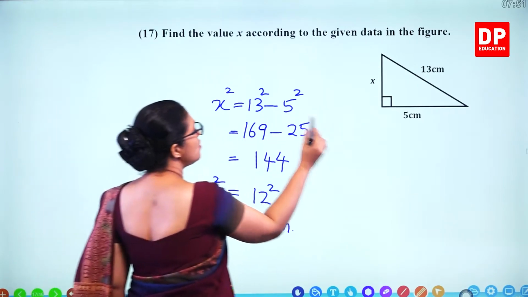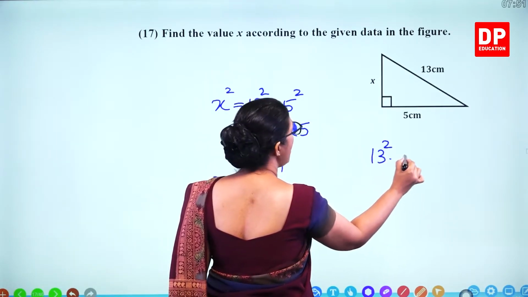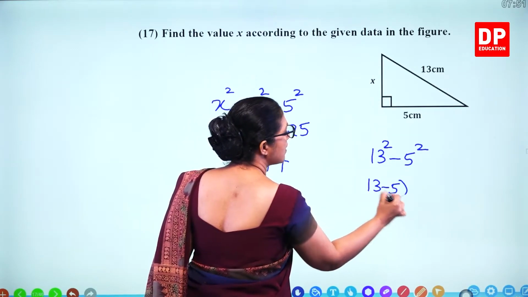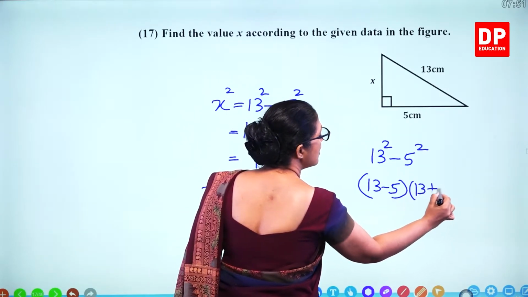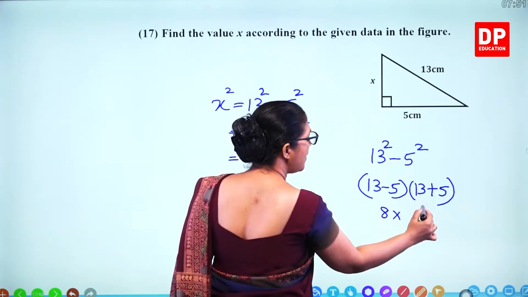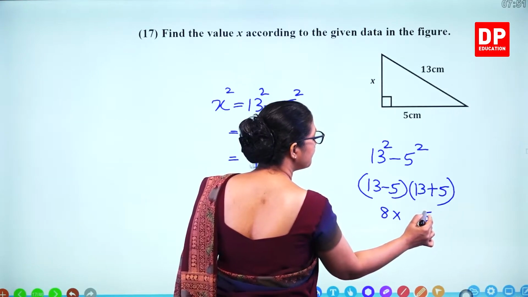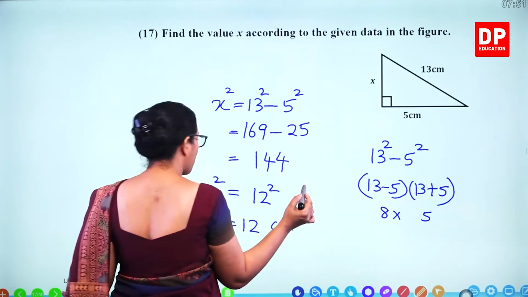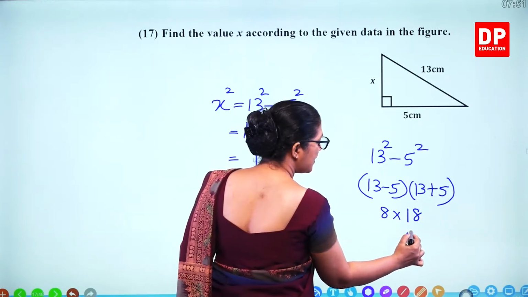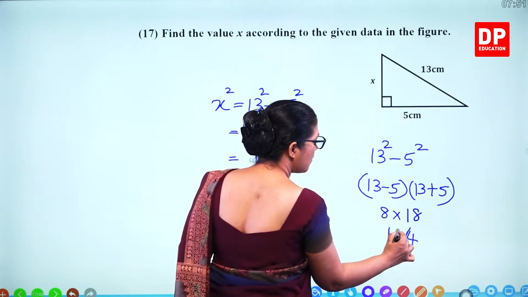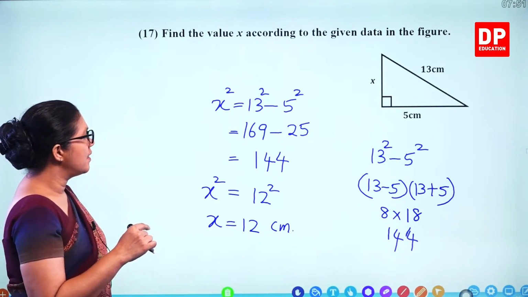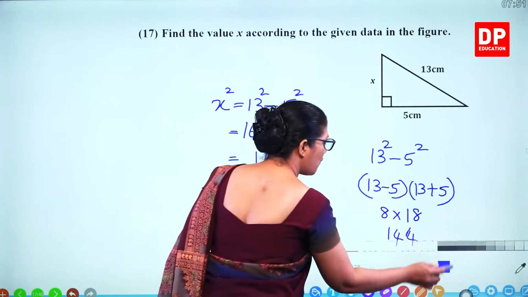Here you can use the difference between two square terms as well. So if you are finding factors of this, what do you get? 13 minus 5 is 8. 13 plus 5 is 18. 18 times 8, 144. That way is also possible to find the answer. So 2 marks for the final answer.